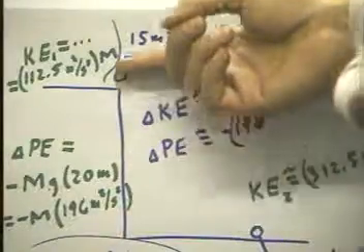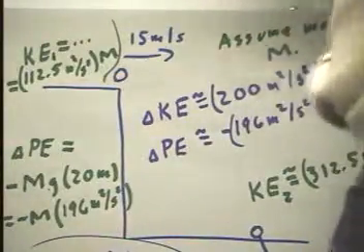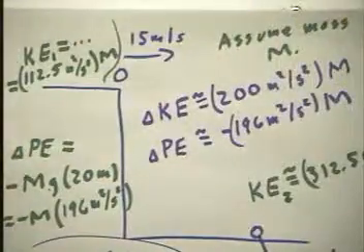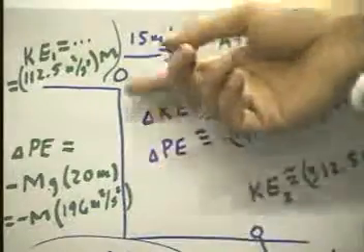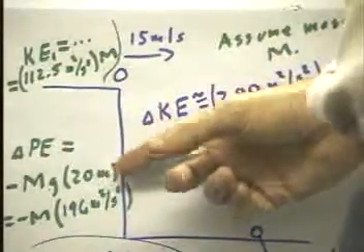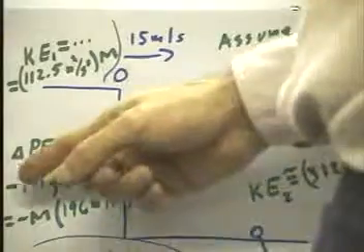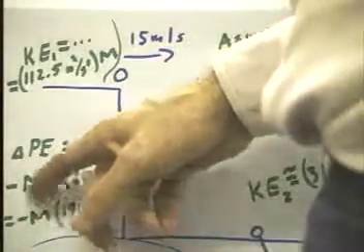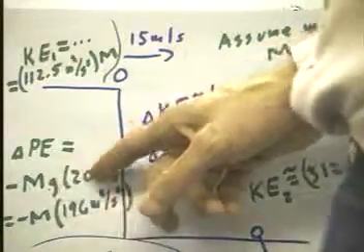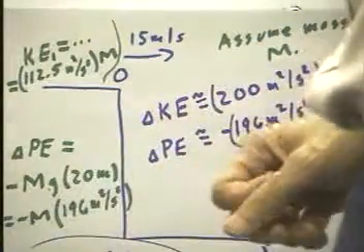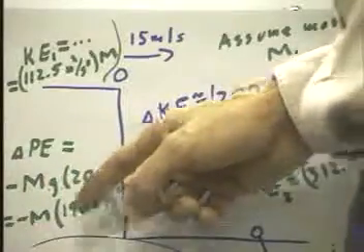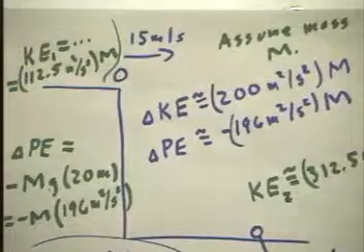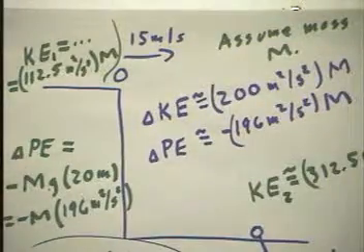When we lift the ball, we have to exert a force equal to mass times gravity, the mass of the ball times acceleration of gravity, and we do that through a distance of 20 meters. So there's a force times distance if we lift it. If it goes down, there's going to be a negative of that. So our change in potential energy is negative mg times 20 meters, and g of course is 9.8 meters per second squared, so we get negative m times 196 meters squared per second squared. And this is our change in potential energy.